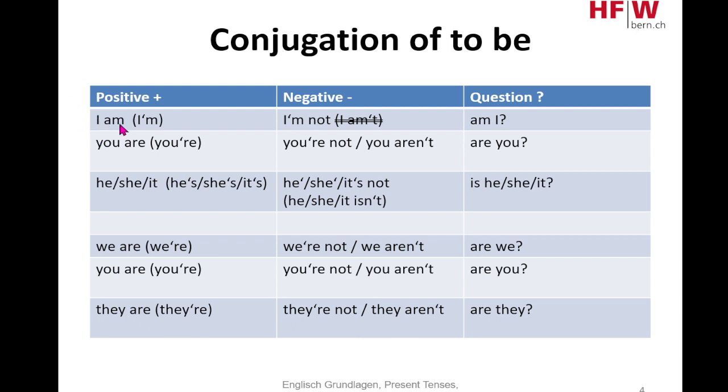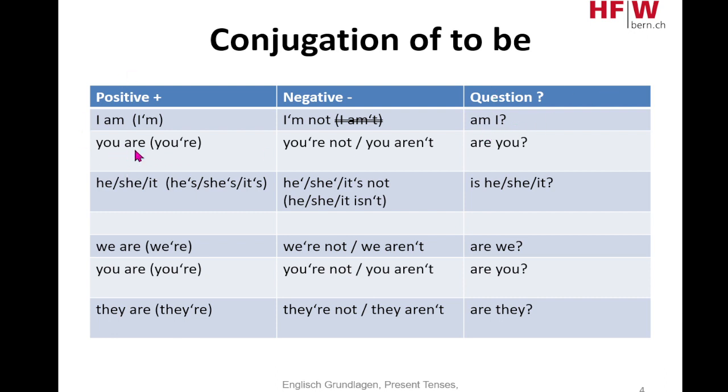I am, and if you want to use a short form, you need 'm. I am, and negative, I am not. You cannot use a short form like that; it's not correct. You can use it like that: am not. And question: am I?